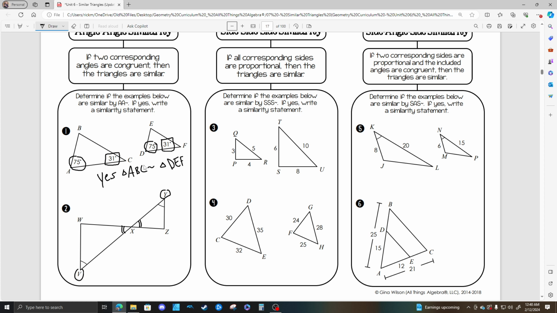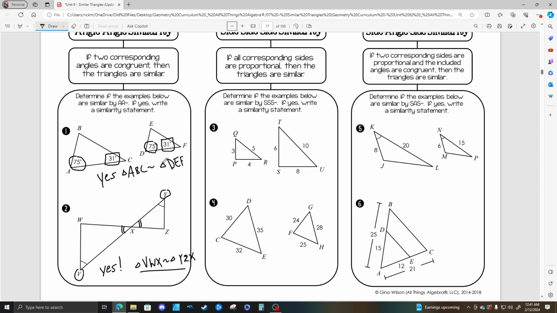So we can say, yes, we have two sets of angles. Yes, and then it is triangle VWX is similar to triangle YZX. That's a Z, by the way. YZX. All right, so angle-angle similarity is kind of simple. We just need to find two congruent sets of angles, and then we're good.